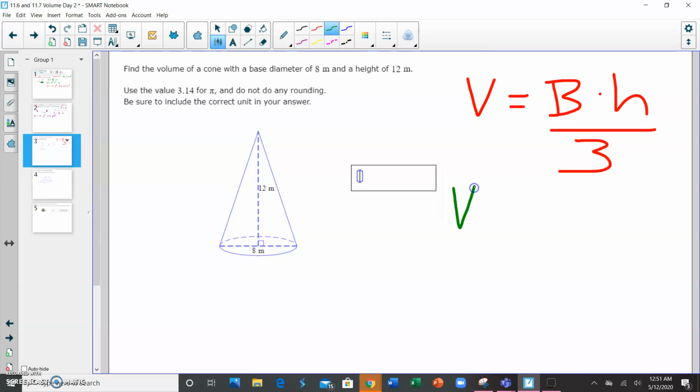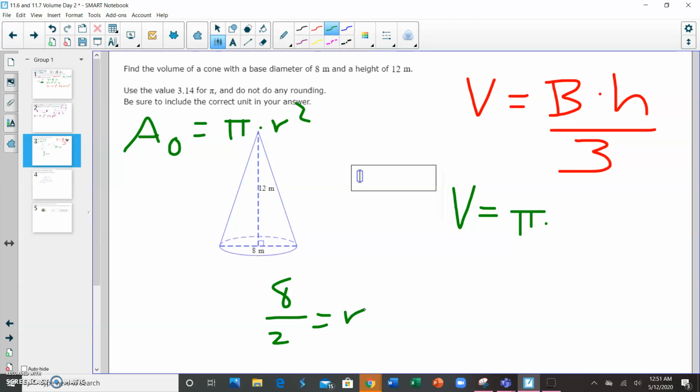All right, so my volume is the area of the base. Now keep in mind the area of the base is a circle, so that's going to be pi times r squared. So that's going to be pi times 8 divided by 2, which is my radius. That's going to be pi times 4 squared times my height, which is 12. And then I'm going to divide that by 3. And that is going to be meters cubed.